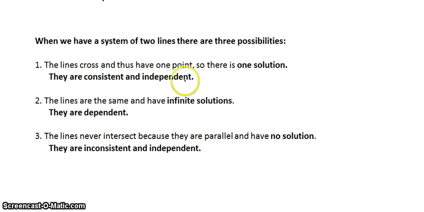So the independent ones are the ones that are different. They're not the same line. And the dependent one is the one where they're exactly the same line when they are in simplified form. So hopefully this helps matching those up on this lesson.